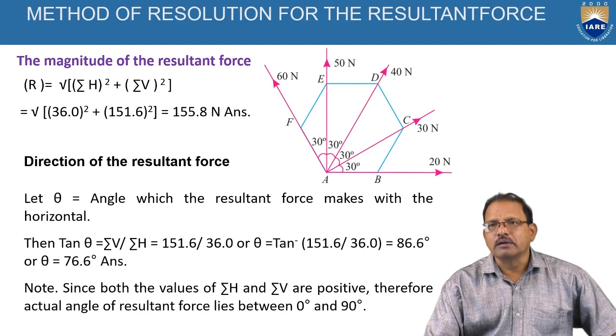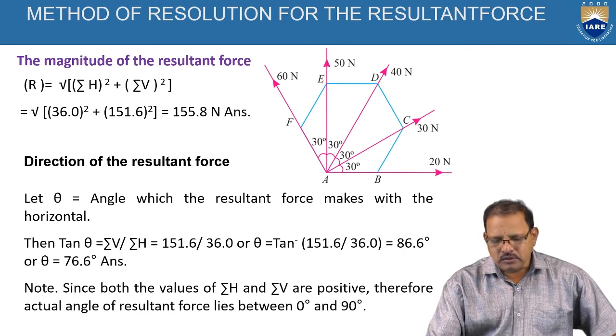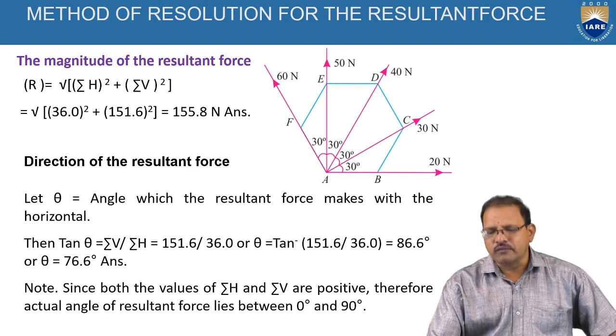So here a regular pentagon is given. All the forces are meeting at a point A, and they are acting passing through the vertices of the pentagon as shown in the figure. That is, from A, passing through points B, C, D, E and F as shown in the figure.